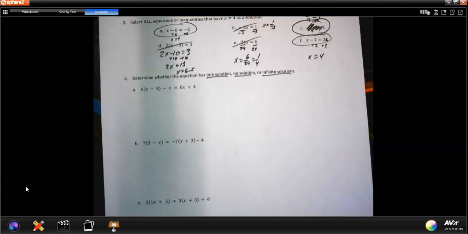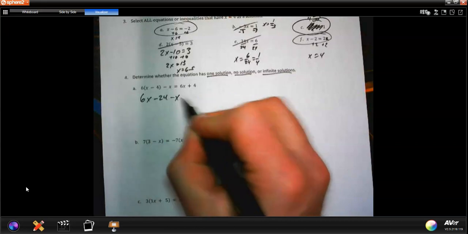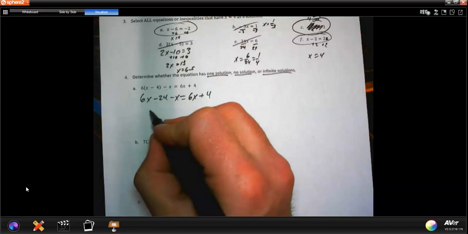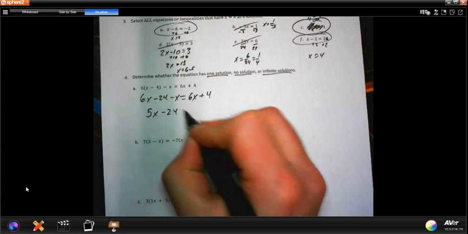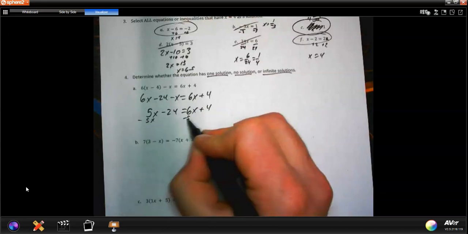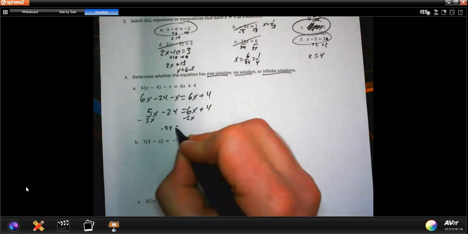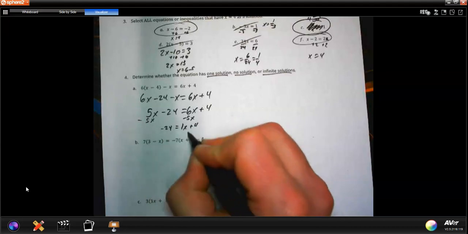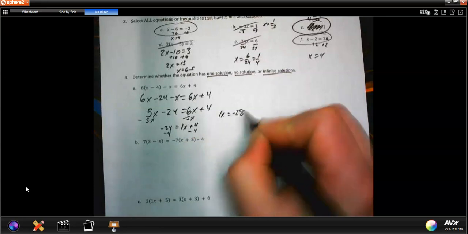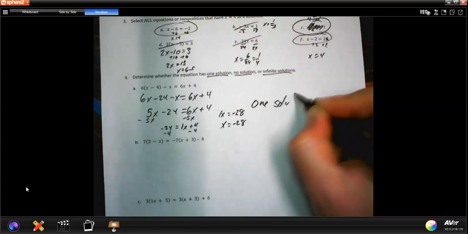Okay, one, none, or infinite. So 6x minus 24 minus x equals 6x plus 4. Well, 6x minus x is 5x minus 24 equals 6x plus 4. Subtract 5x from both sides. I'm going to then have negative 24 equals 1x plus 4. I minus 4. I get 1x equals negative 28. So x equals negative 28. That is a one solution answer.